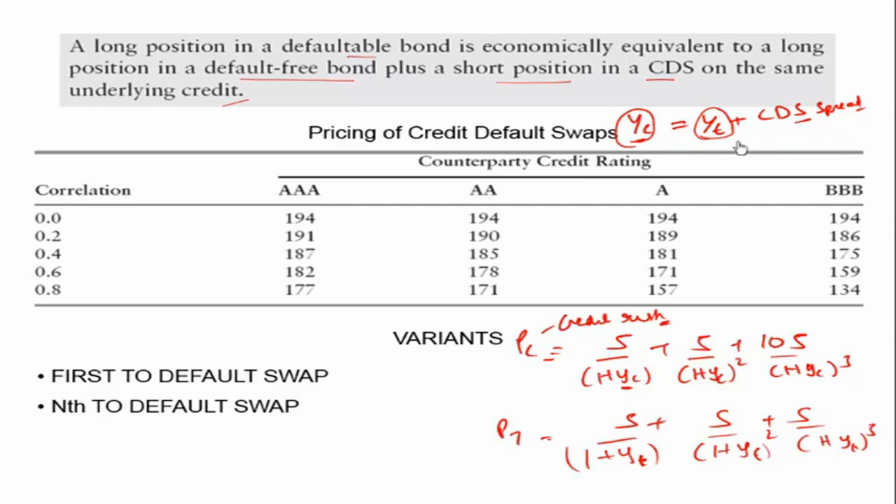So very important questions have come on testing this relationship, or you can say that approximately the yield on the corporate bond minus the yield on the treasury bond, which is otherwise similar in all respects, should be approximately equal to the CDS spread.